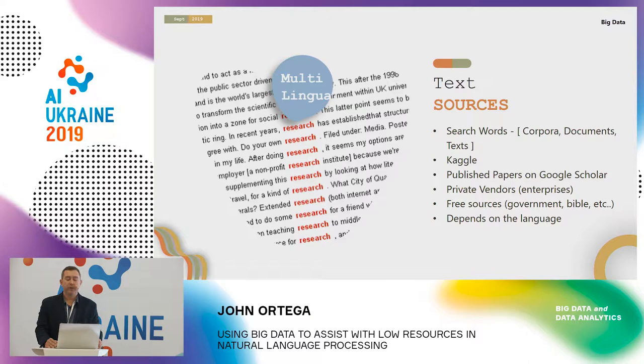Typically, Wikipedia, the Brown Corpus, Penn Treebank, movie reviews, but there are so many more sources, and to be honest, it really depends on the language. One of the best sources for languages, especially for low resource languages like Quechua, believe it or not, is the Christian Bible.